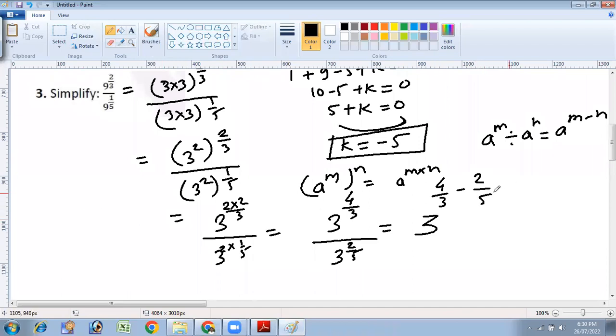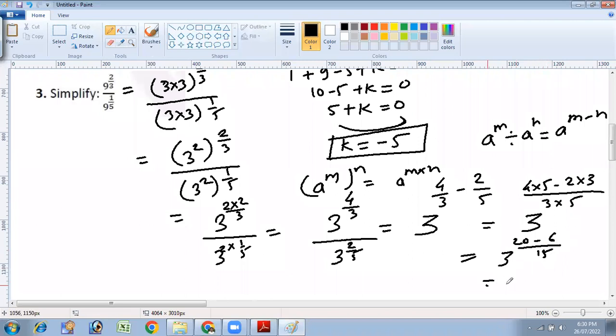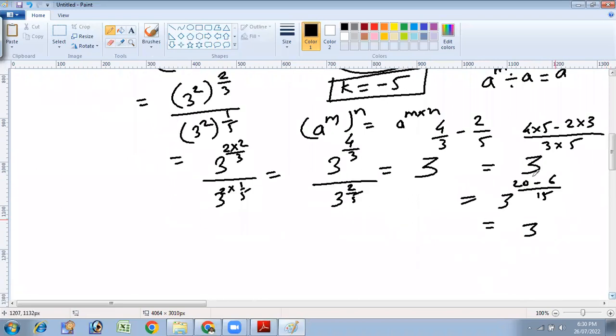Now look, these are unlike fractions. So what can we do? Cross multiplication also you can do. 4 multiplied by 5 minus 2 multiplied by 3, divided by 3 multiplied by 5. It will be 20 minus 6 upon 15, 5 3s are 15. So 20 minus 6 is 14 upon 15. So this is your final answer: 3 raised to 14 upon 15.